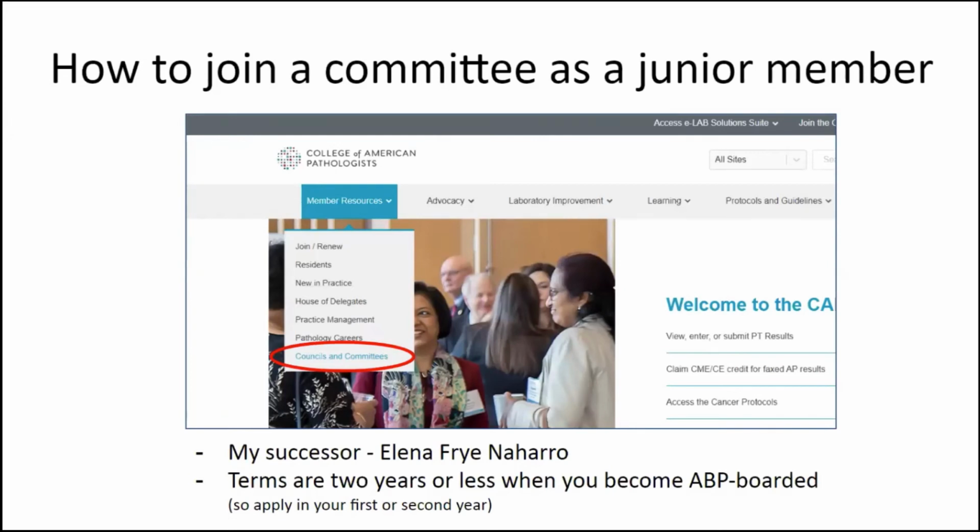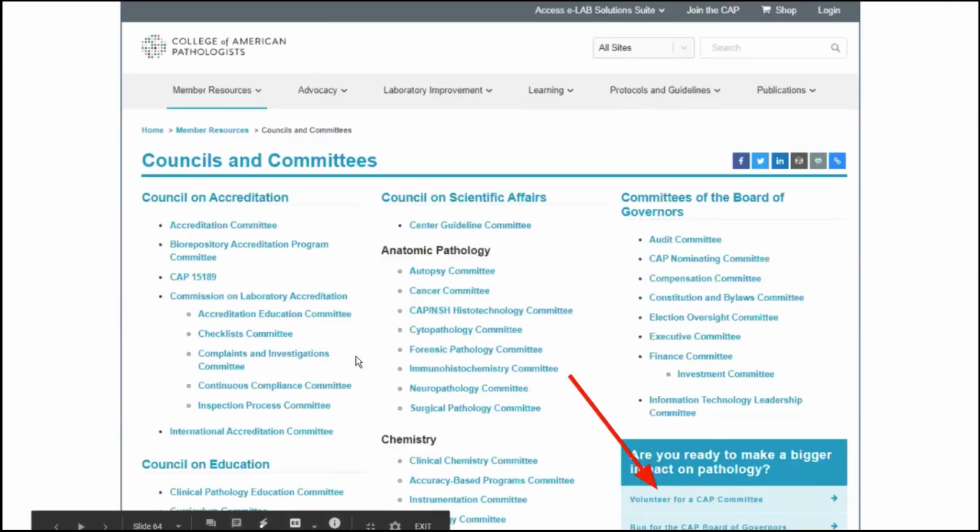My successor in the diagnostic immunology and flow cytometry committee will be Elena, who is a second-year resident. The term is generally 2 years or less if you become board certified before your term expires. To see all the requirements and to apply, go to the member resources tab at the top of your CAP homepage, and then go down to councils and committees.